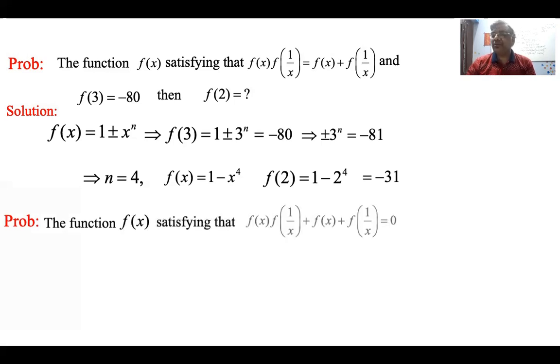With the same idea, with the other concept, one more problem: f of x is such that f of x into f of 1 by x plus f of x plus f of 1 by x is equal to 0, and f of 2 is equal to minus 65. Then what is f of minus 2?